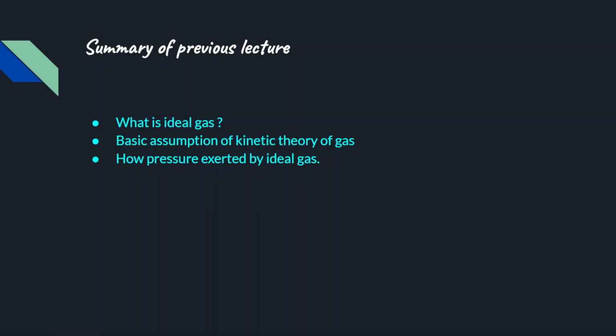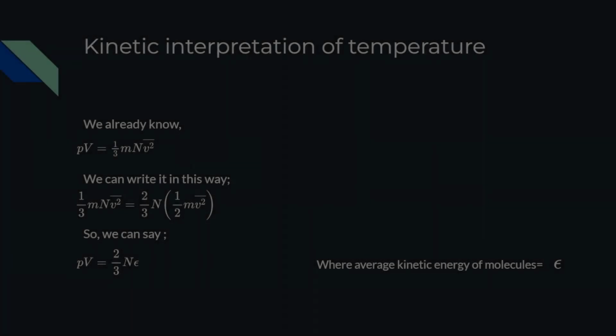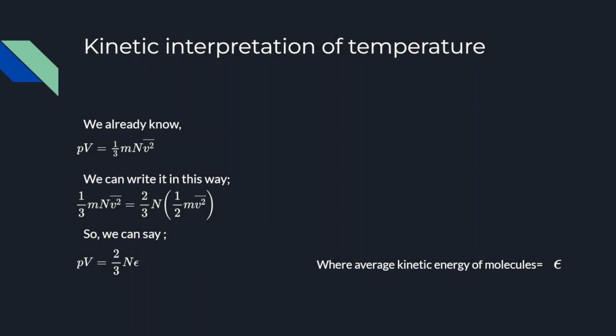In our previous lecture, we covered what an ideal gas is, some basic assumptions of the kinetic theory of gas, and how pressure is exerted by an ideal gas, and we derived some very important equations there. In this lesson we will start from the kinetic interpretation of temperature.